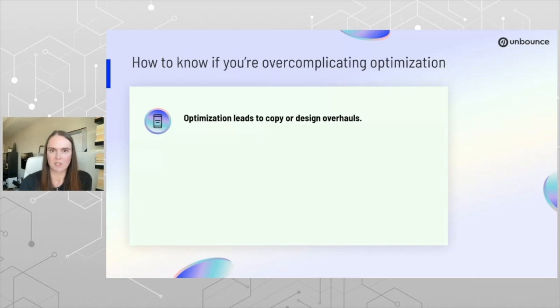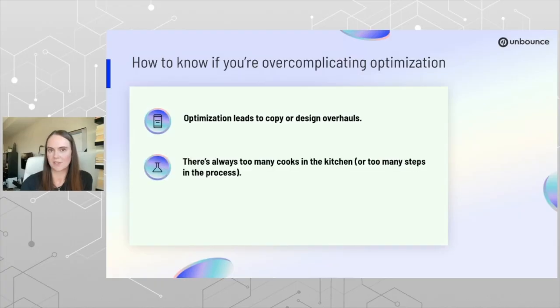It is always going to be more effective to test one thing at a time, and this really helps ensure that you learn what you need to from every test, and that you can cascade concrete learnings to other areas of your marketing. The next way you can tell if you're overcomplicating optimization is if there are too many cooks in the kitchen or too many steps in the process.